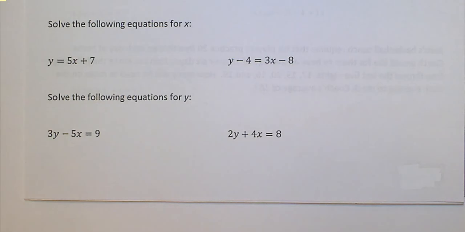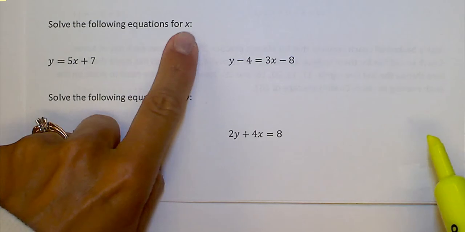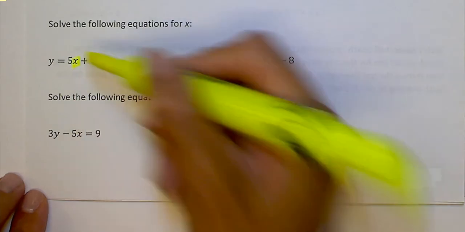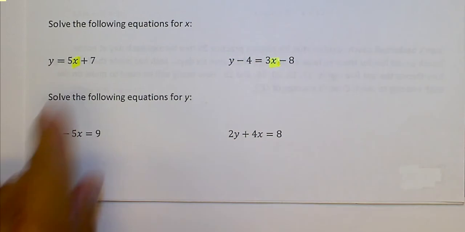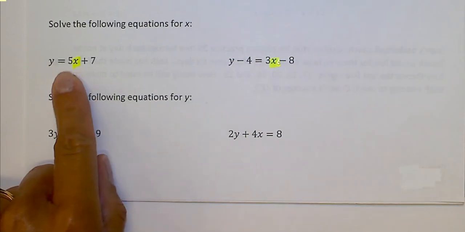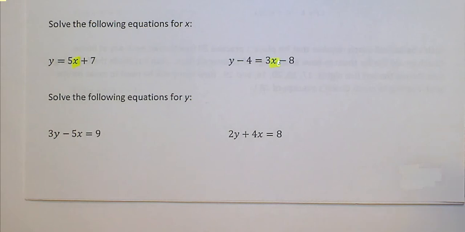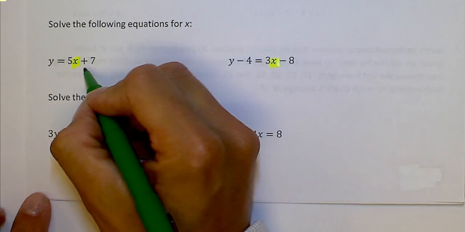Okay, now we're going to be looking at solving equations for a specified variable. So for the first one, it says solve for x. So I want to get x all by itself. That means I need to move the 5 and the 7 over, but you need to move them in the correct order. So when I move the 7, I'm going to subtract 7.